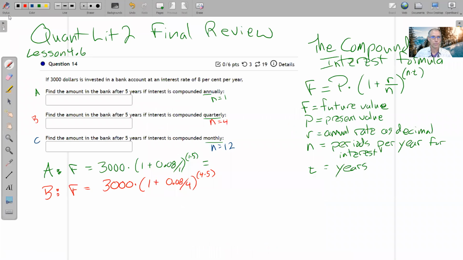Next part, we compound monthly. So in that case, n is 12. So for what I'm calling part C, my future amount is going to be 3,000 times 1 plus 0.08 over 12, close parentheses, raised to the power, parentheses on some calculators, 12 times 5. And it's important that the 12 times 5 is all in the power. If one of those numbers slips out, then everything goes to hell.